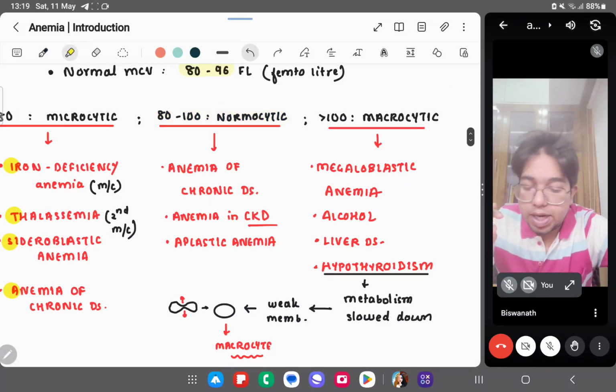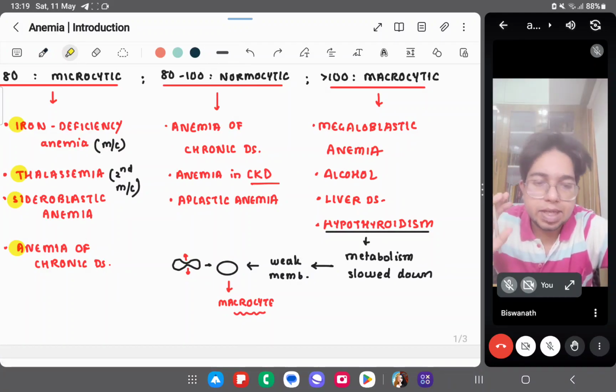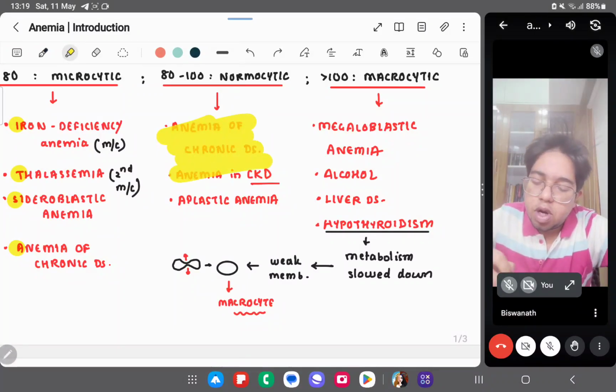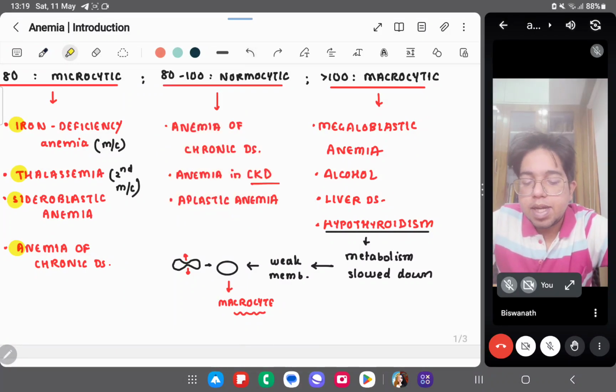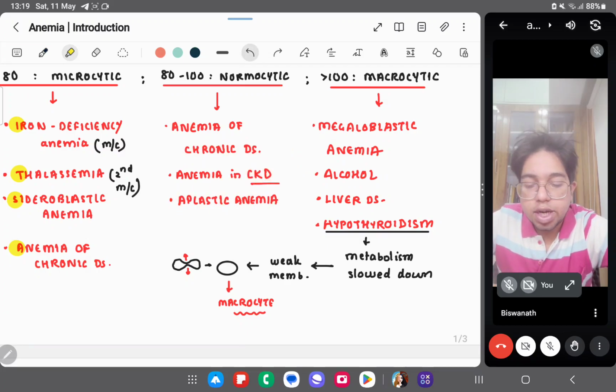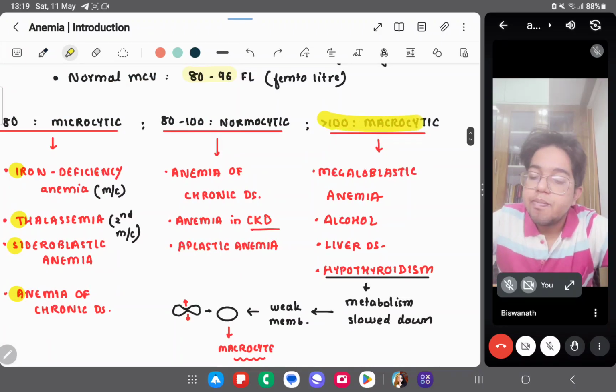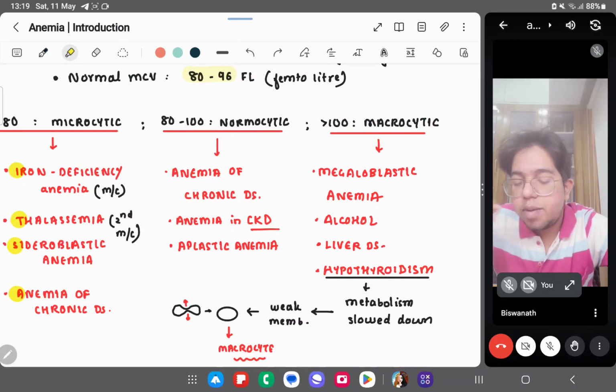Then we have normocytic, which means the normal range of MCV. Anemia of chronic diseases, anemia in CKD, and aplastic anemia. CKD is chronic kidney disease, if you don't know. These are the normocytic anemias. And more than 100 is your macrocytic.